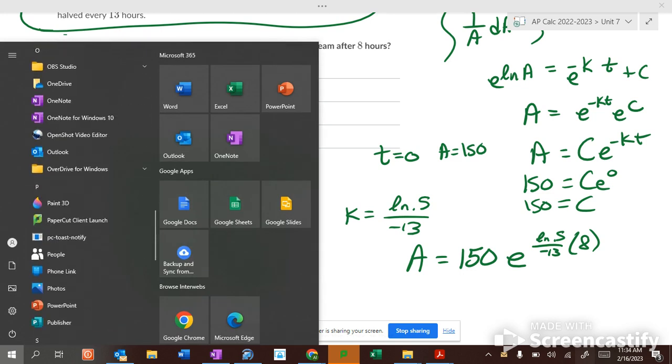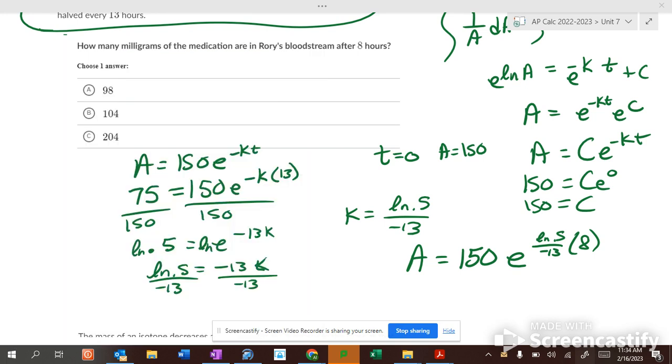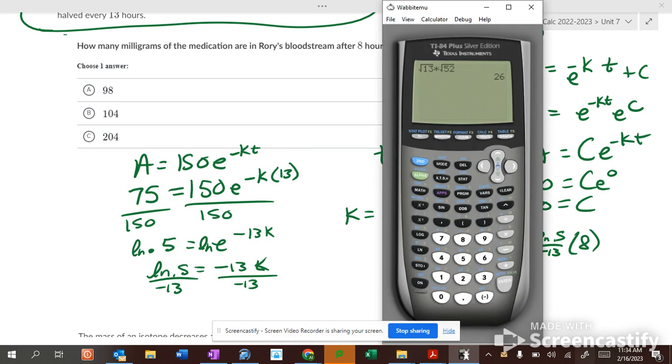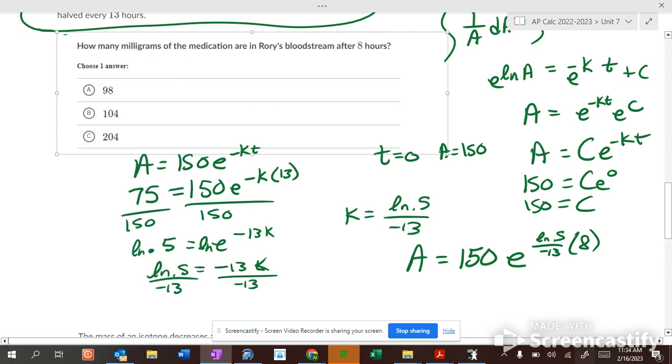All right, calculator. So if we take 150 times e raised to the ln of 0.5, close that parenthesis, divided by 13, close that parenthesis. What do we get? 142, which seems really high.